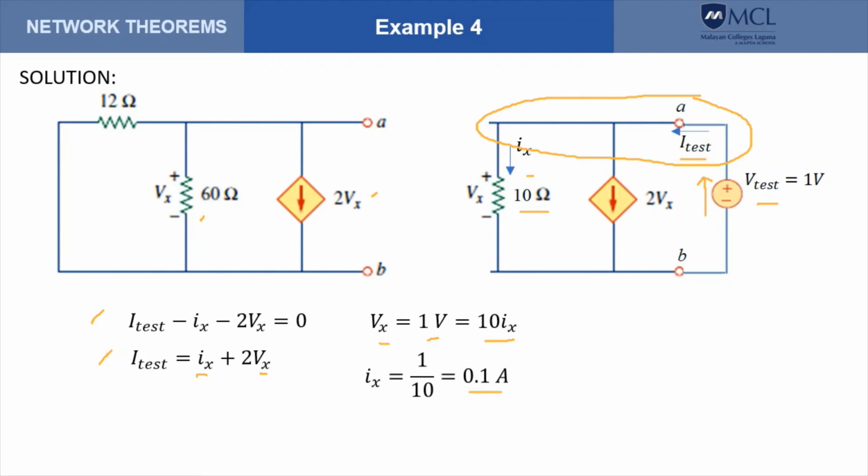Now that I have determined the I sub x and V sub x, I can now get my test current, which is 2.1 amperes. And that lets me solve my RTH, which is equal to the voltage 1 volt divided by the test current that I've earlier solved, and that should give me this resistance.